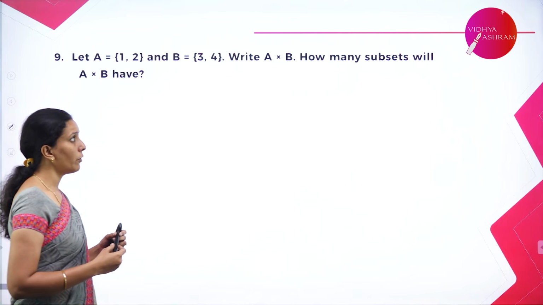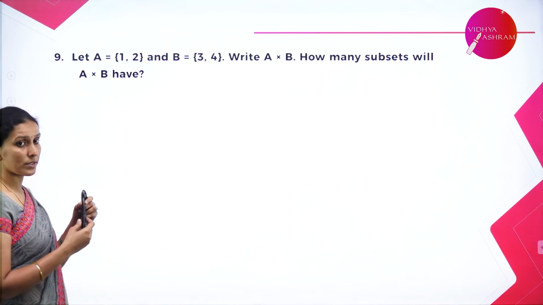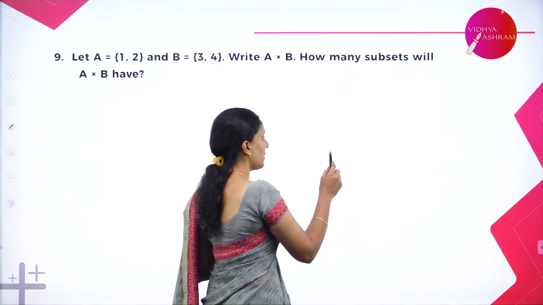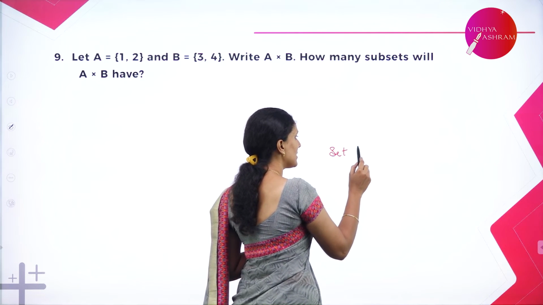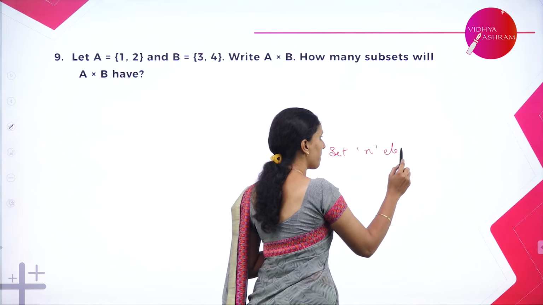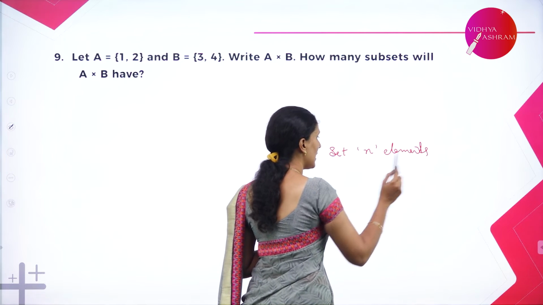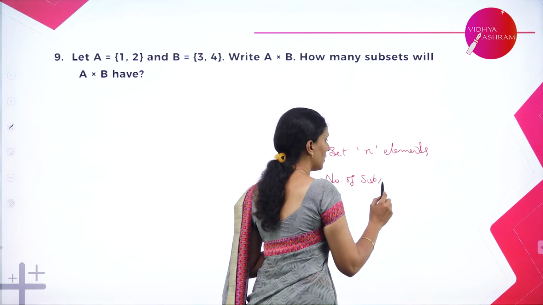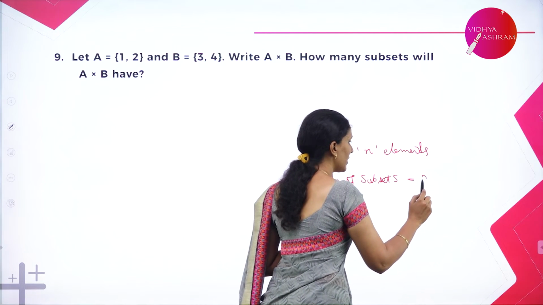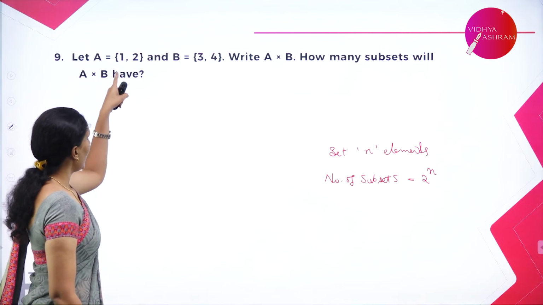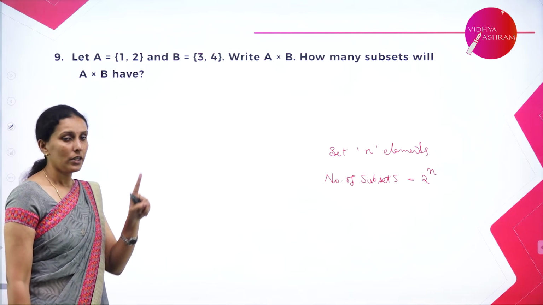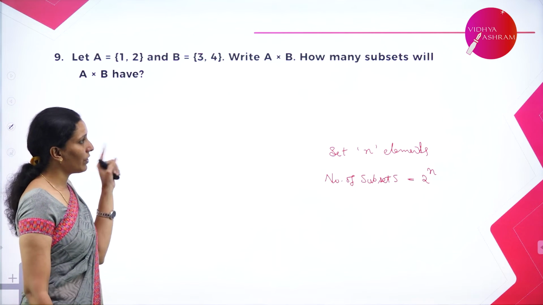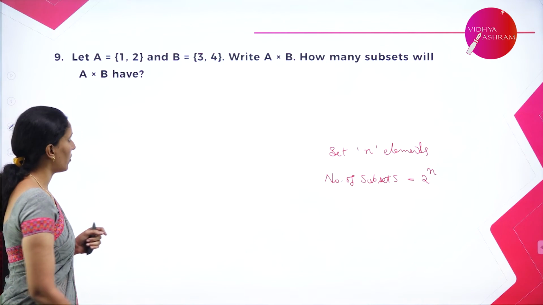Next, let A is equal to 1 comma 2 and B is equal to 3 comma 4. Write A cross B. How many subsets will A cross B have? We have studied in the chapter sets: suppose a set has n elements, then the number of subsets that can be formed is equal to 2 power n. Now A cross B is also a set. So first let us find out how many elements are there in A cross B. Then we can find the number of subsets.